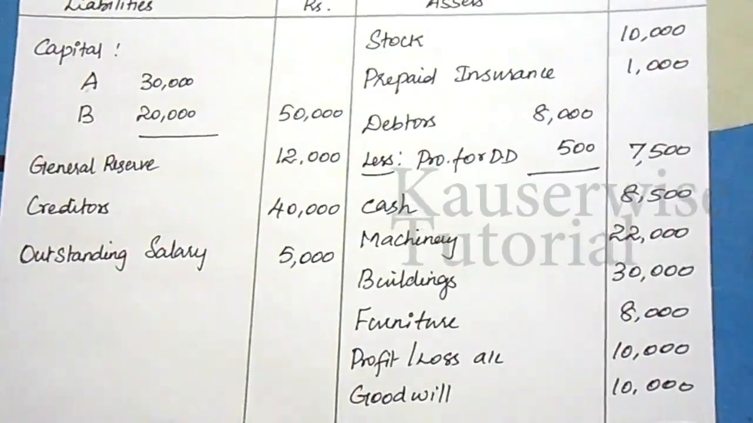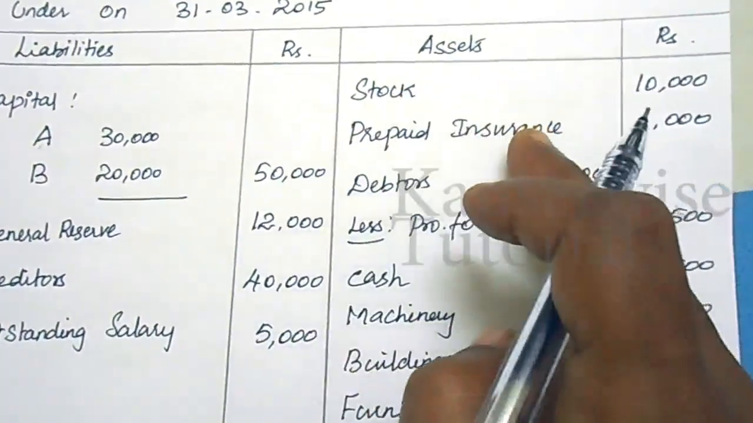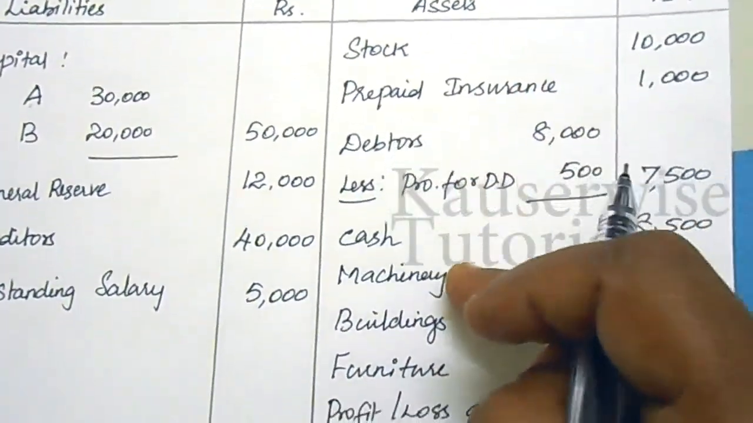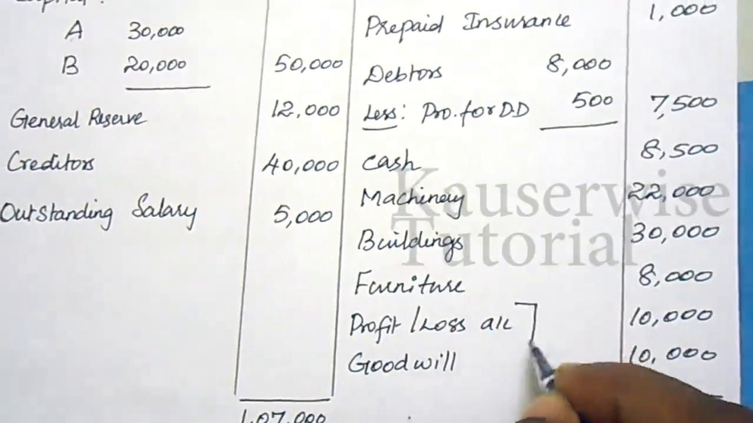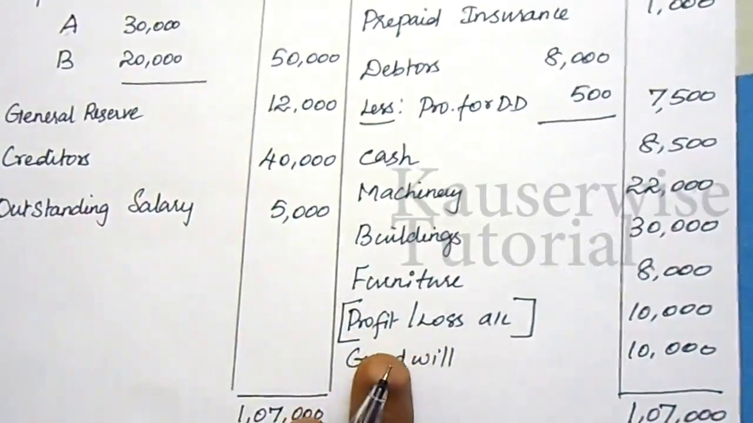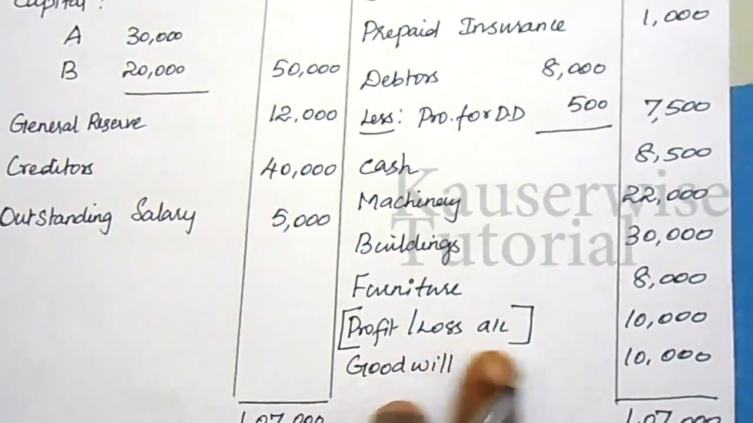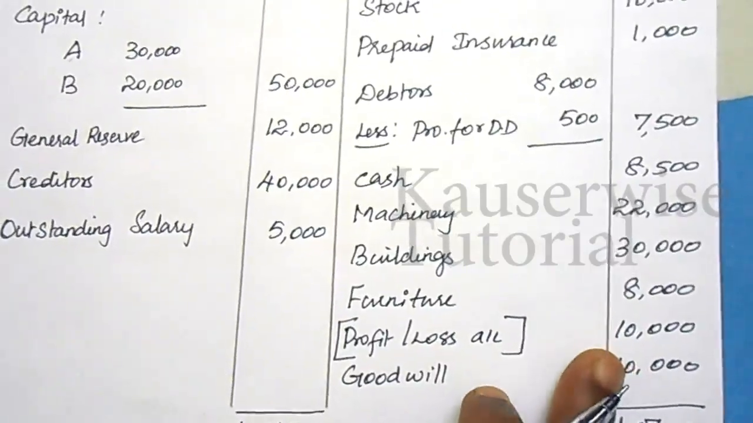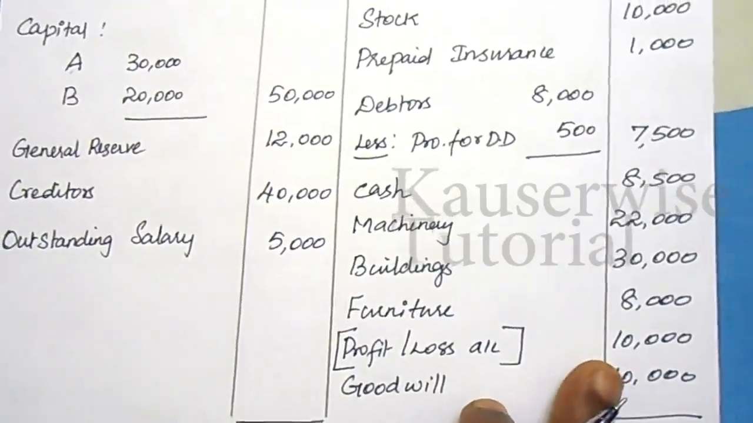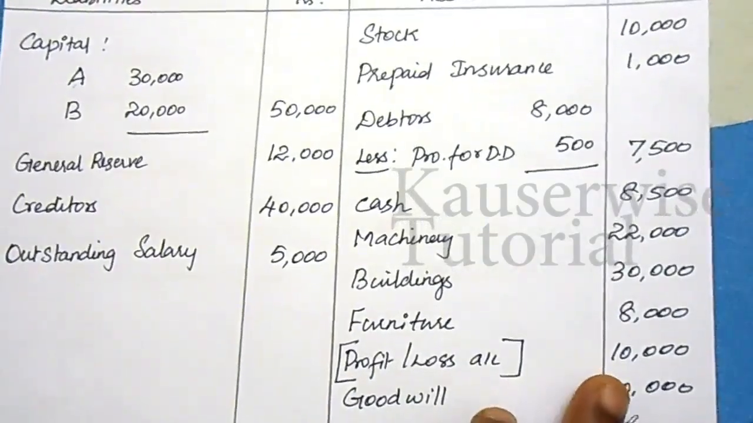Okay, look at the asset side. Stock, insurance, debtors, cash, machinery, buildings, furniture, profit and loss. So it is a loss. If you find any profit and loss under asset side, it is a loss. Okay, this will be transferred to old partners' capital account according to their old profit sharing ratio.